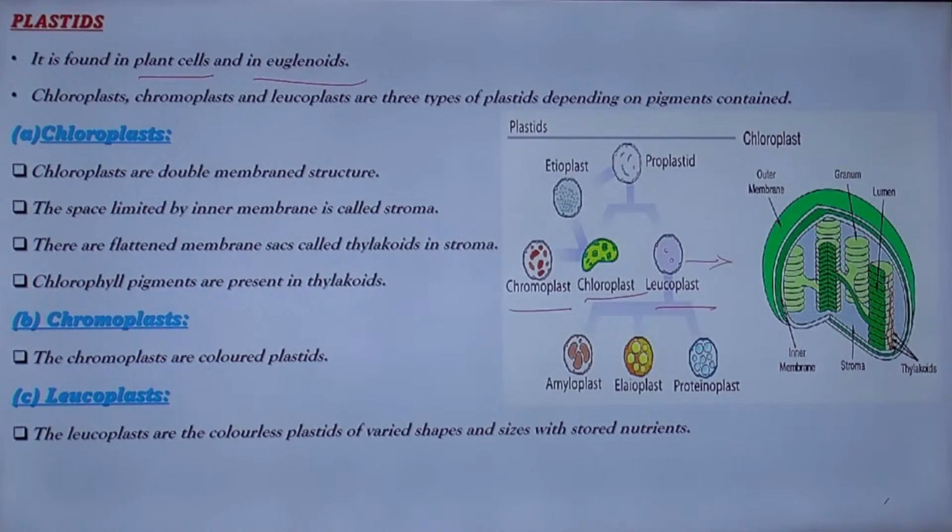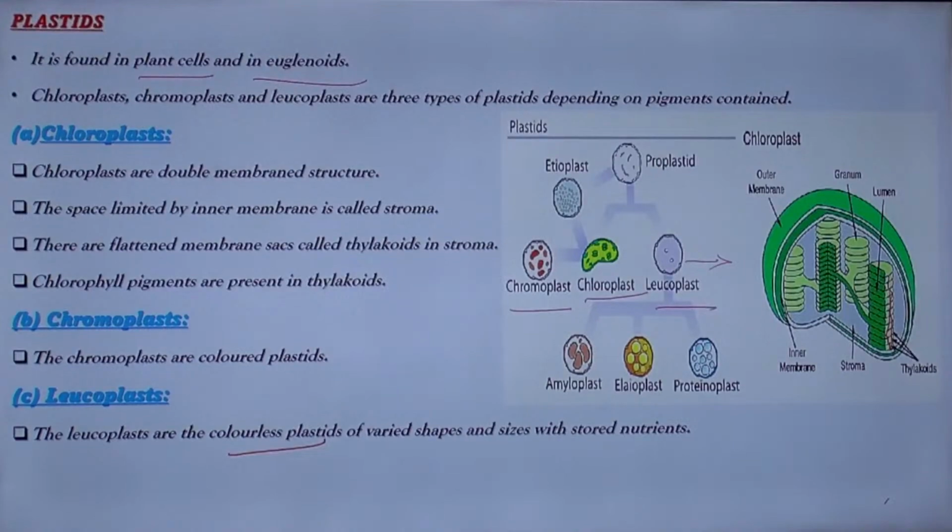And then in leucoplast, the leucoplasts are the colorless plastids. Leucoplast is colorless; it has no color. And then we have some others also: amyloplast and elaioplast. So chloroplast gives chlorophyll pigment to the thylakoids. Chromoplast is a colored plastid. And leucoplast is a colorless plastid but it has varied shape and size.